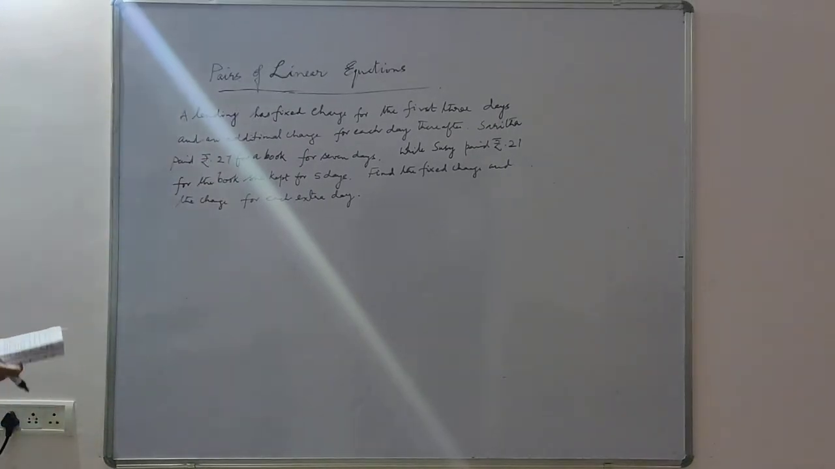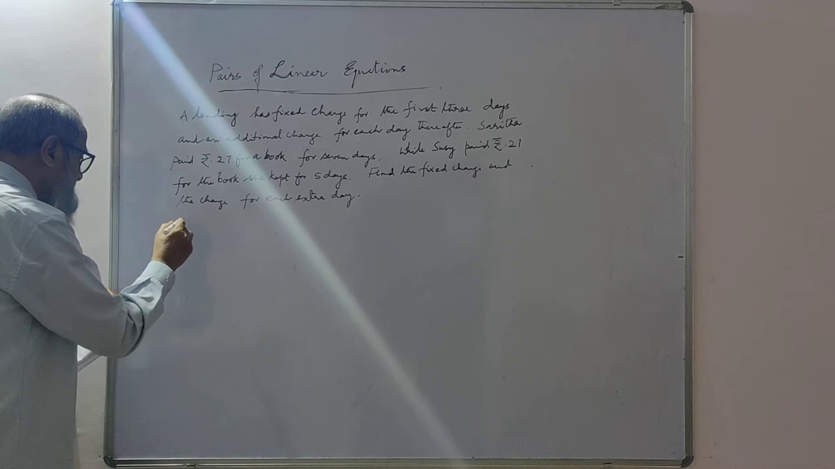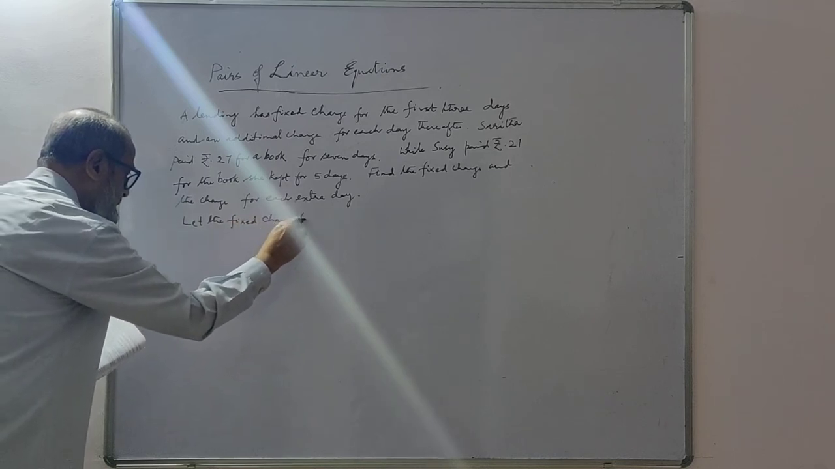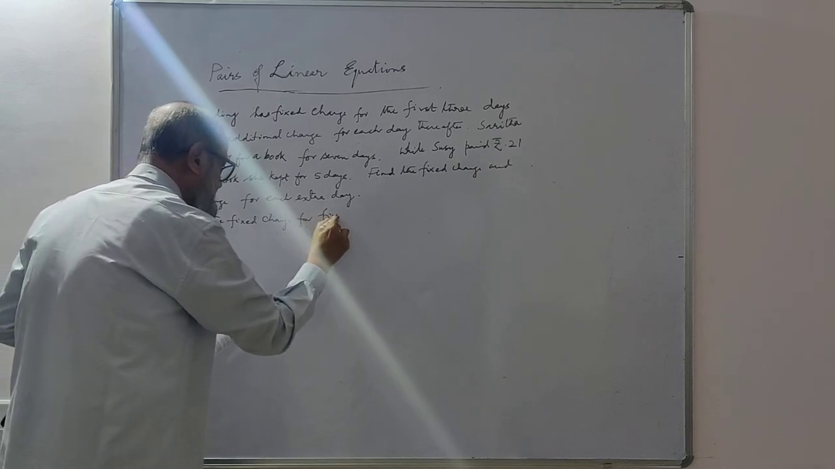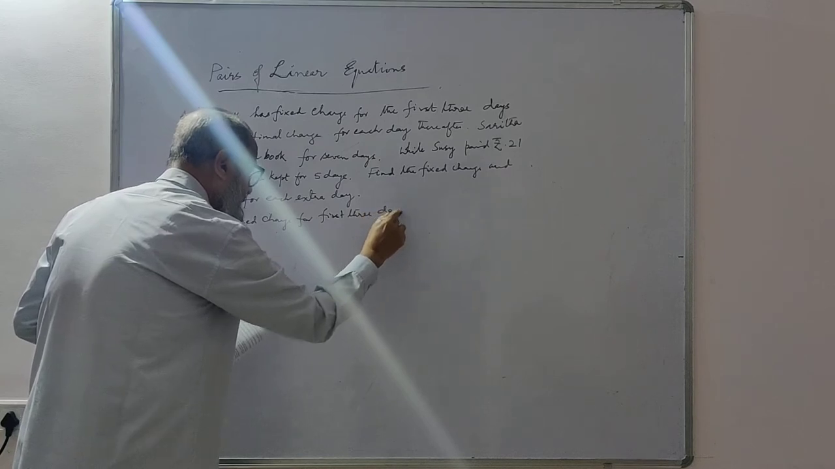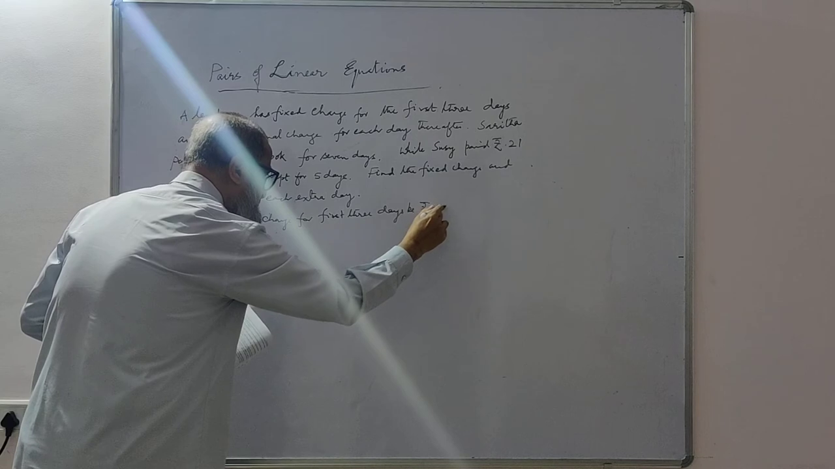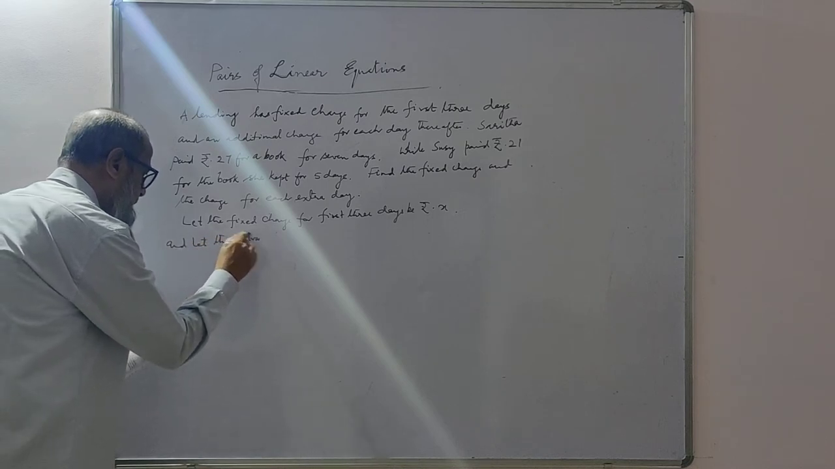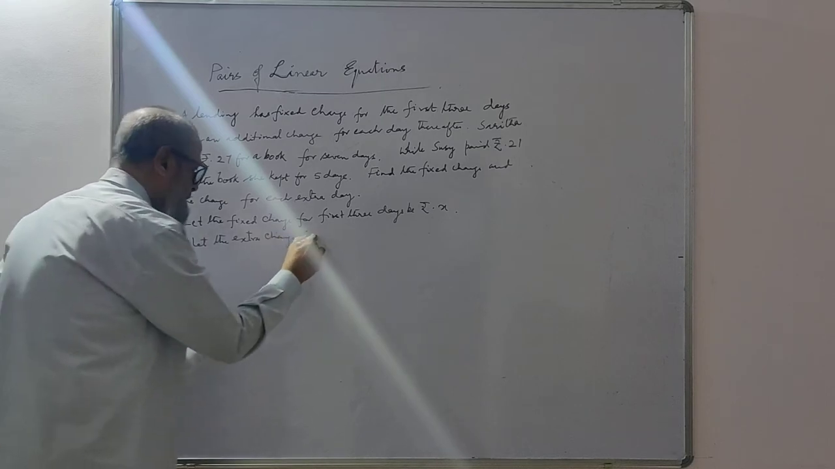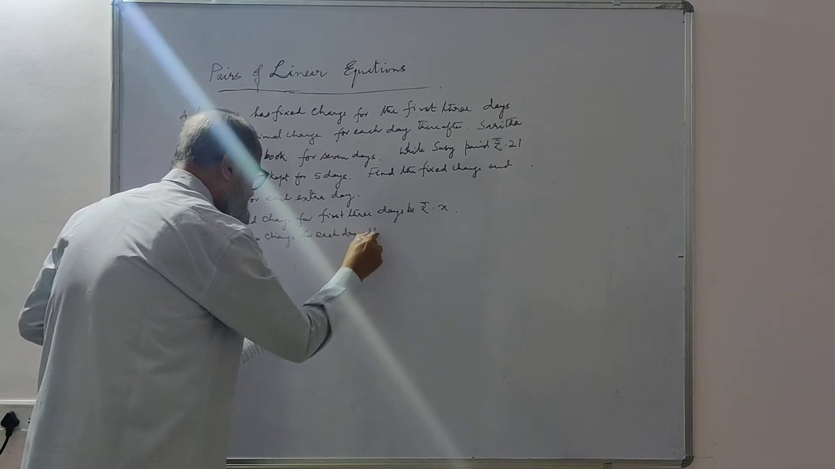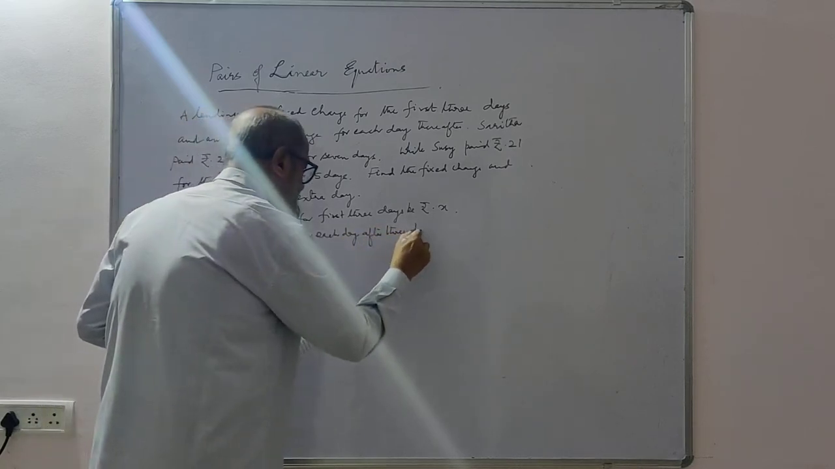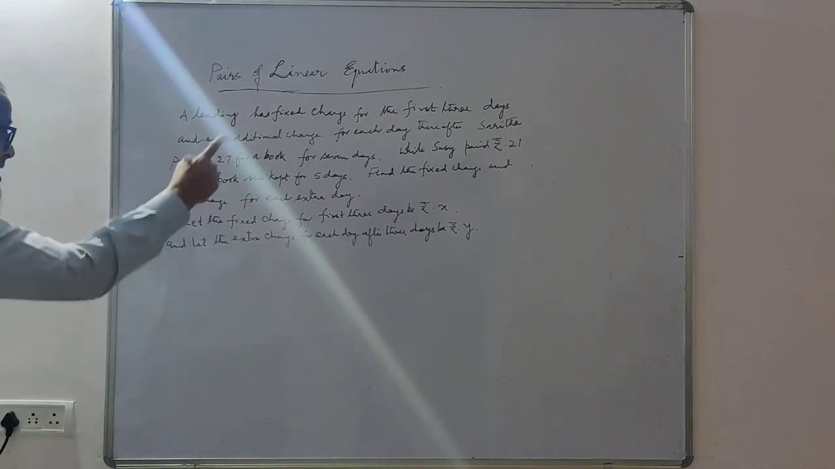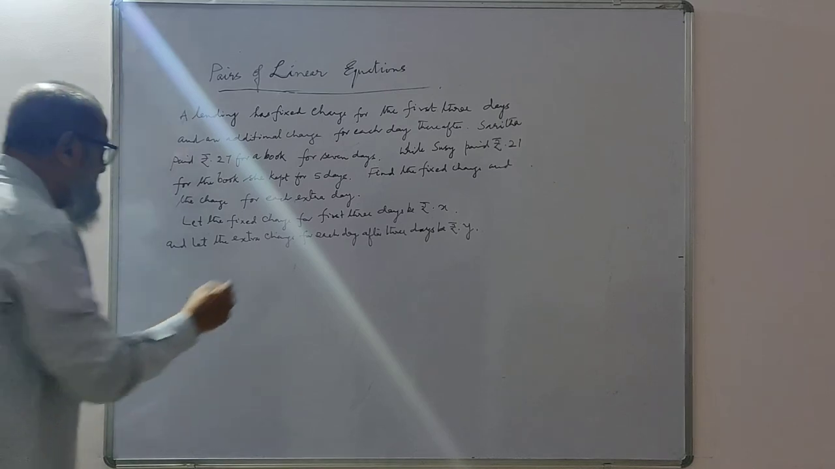Now here there are two cases. First, let the fixed charge for the first 3 days be rupees X per book. And let the extra charge for each day after 3 days be rupees Y. Now the first girl, Sarita, has kept the book for 7 days.